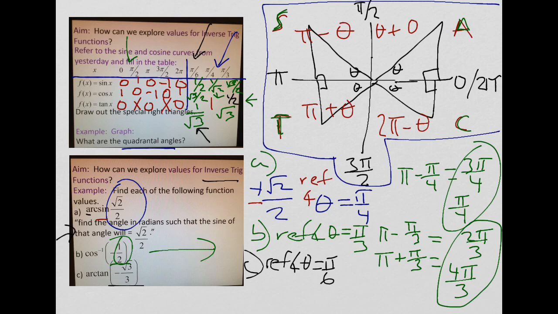So tangent is negative in quadrants 2 and 4. In quadrant 2, we have to subtract pi over 6 from pi, and in quadrant 4, we have to subtract it from 2 pi. So I'm squeezing in the answers. You know what, I'll just write them here. So that gives us answers of 5 pi over 6 and 11 pi over 6.